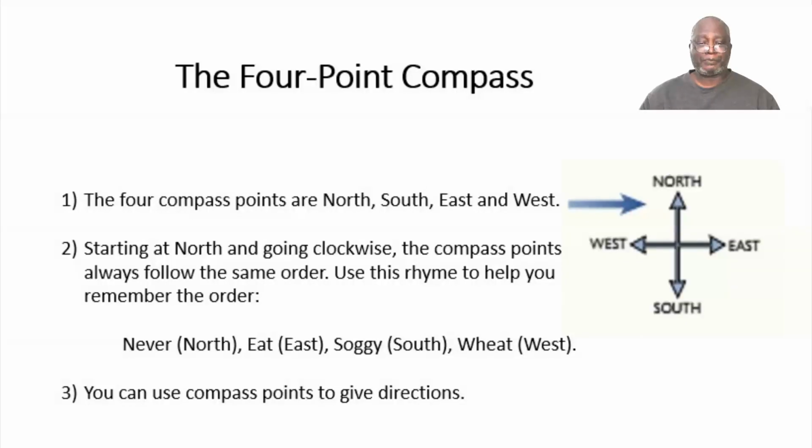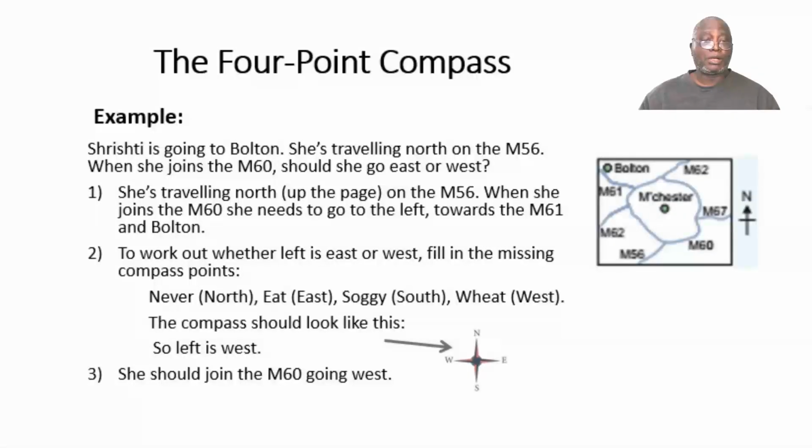You can use compass points to give direction. So the 4 compass points are east, west, north and south, or north, east, south and west if you go clockwise. Look at the map carefully. You'll see that it's made up of a number of motorways, and then on the side there you'll see the sign of a compass which usually shows north, and then they expect you to know the different compass directions, which is north, east going clockwise, south and west.